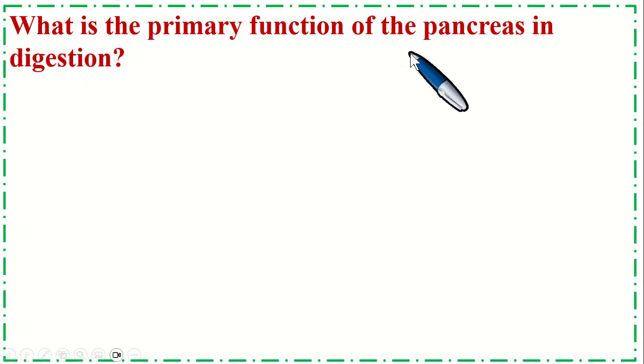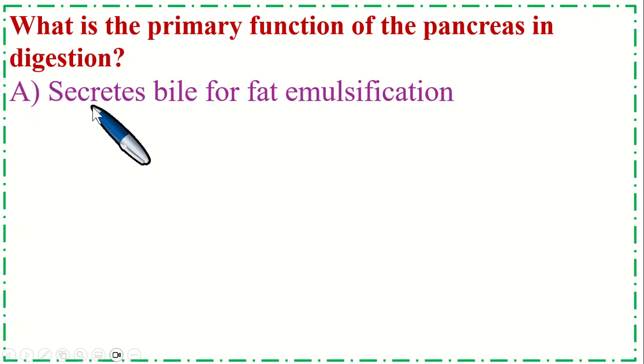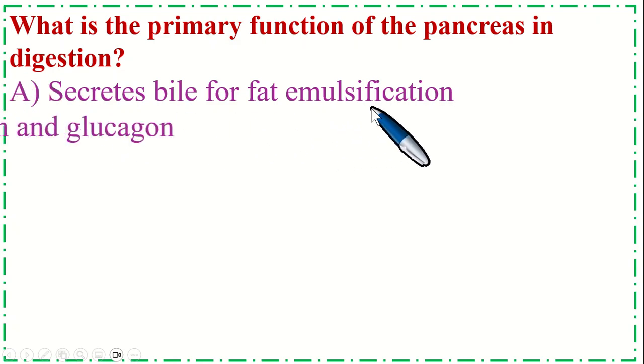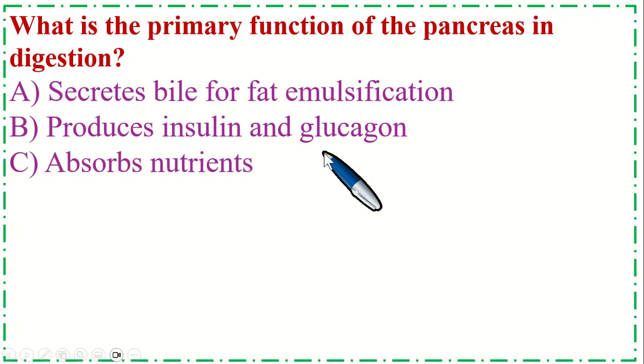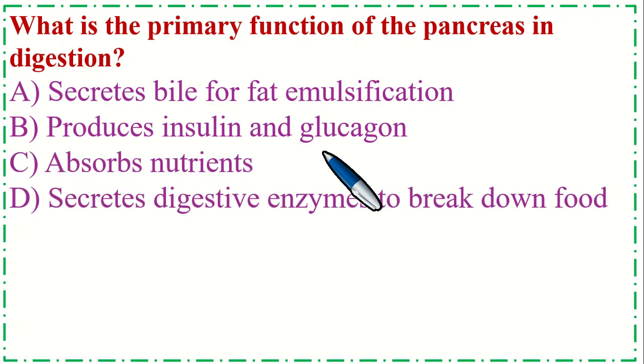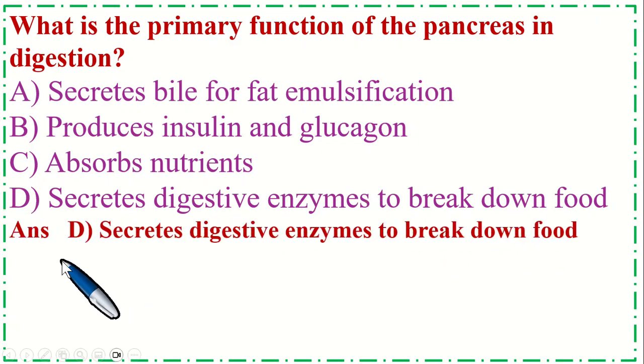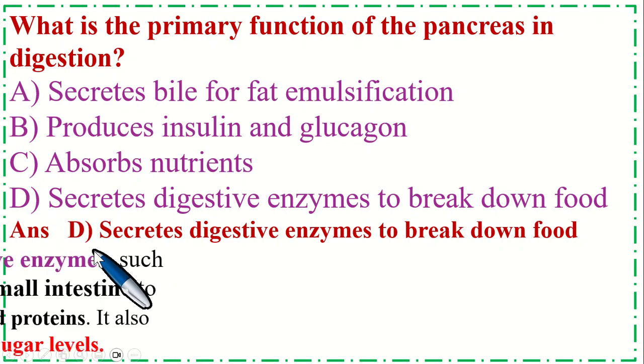What is the primary function of the pancreas in digestion? Option A, secretes bile for fat emulsification. B, produces insulin and glucagon. C, absorbs nutrients. And option D, secretes digestive enzymes to break down food. So the correct option is D.